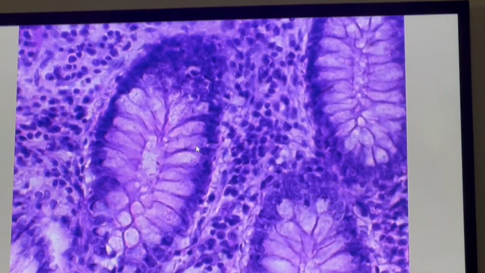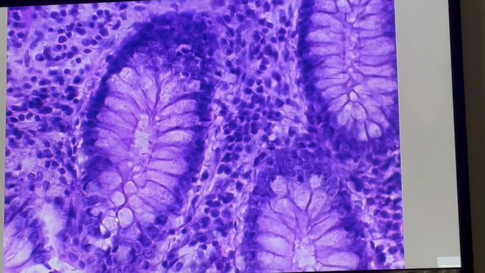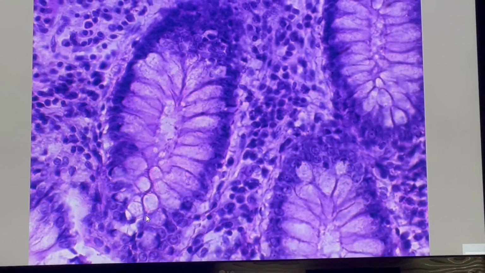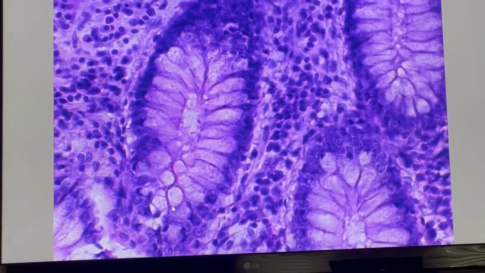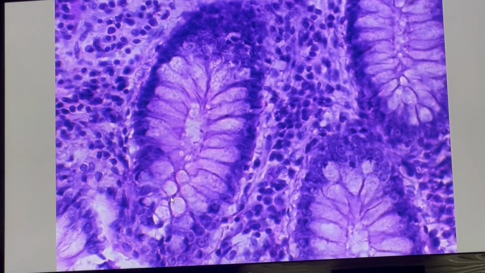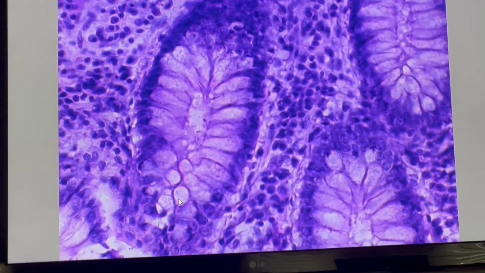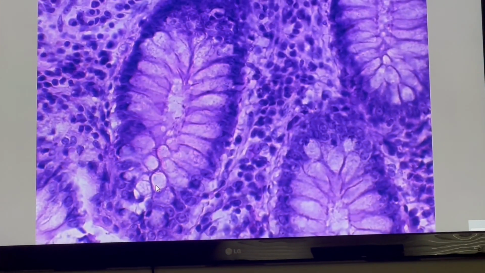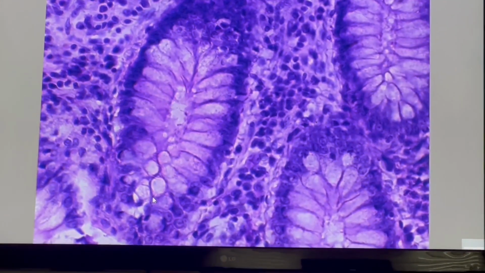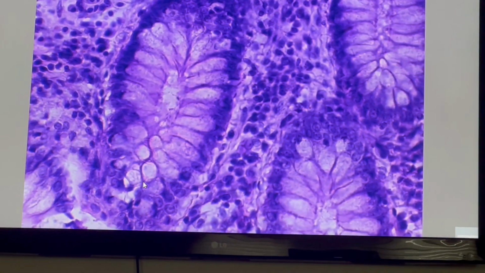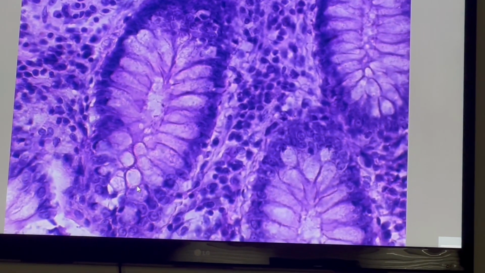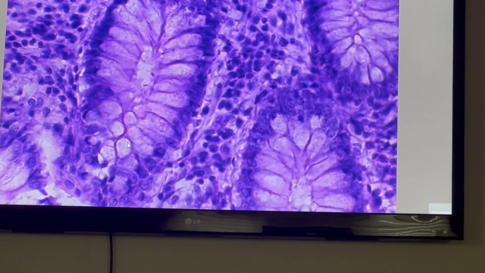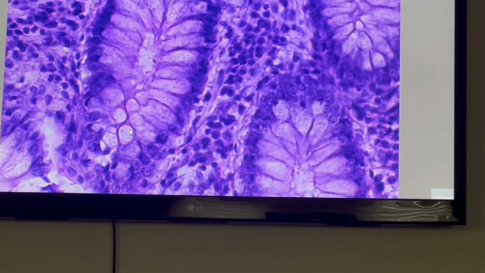Goblet cells. A goblet cell is an example of a unicellular gland. This cell secretes hydrophilic mucin. This material is dissolved or washed away during preparation, so the cell appears lightly stained. Simple tubular glands with a great abundance of goblet cells. Any question? No, good.